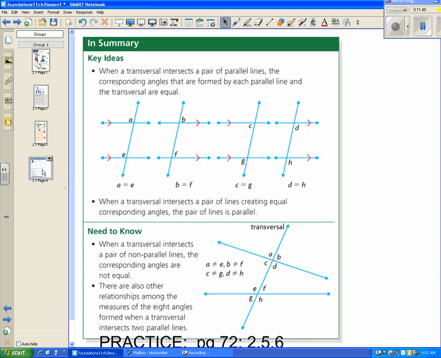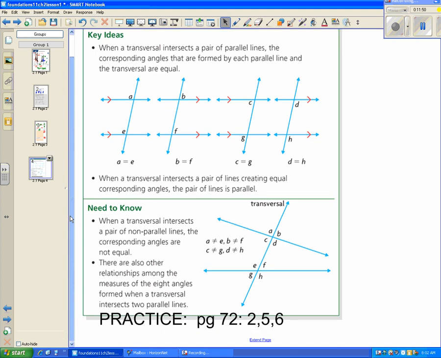Okay, so to summarize, and this is what we're going to write in our notebook. Our title is going to be 2.1, and we are going to summarize this information. When a transversal intersects a pair of parallel lines, the corresponding angles that are formed by each parallel line and the transversal are equal. So we need to write this down in your notebook. And then I want you to draw all four of these diagrams, really highlighting that F relationship. Oh, that's the wrong F that I'm about to draw. That F relationship. This one as well.